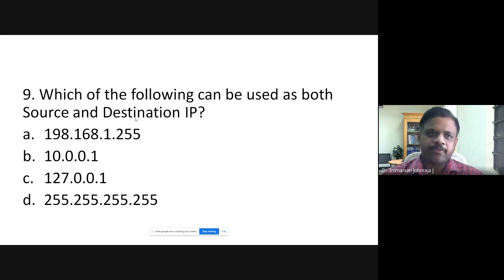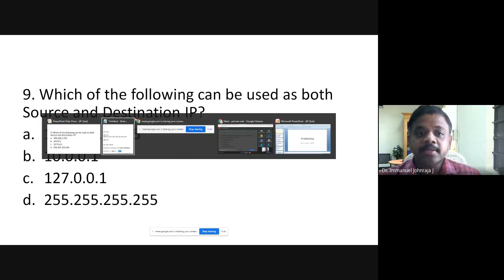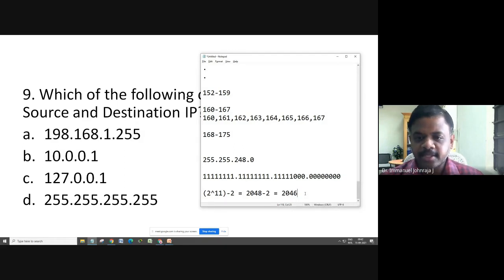Now we have to be careful with this kind of question. Which of the following can be used as both source and destination IP? An IP which can be used as the source IP can similarly be used somewhere as the destination IP also. It doesn't mean in parallel, but it is valid. Maybe on some other occasion it can be used as destination. So let's look at what these IPs are.